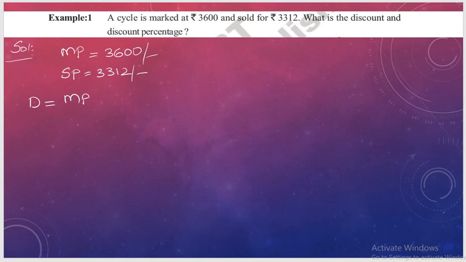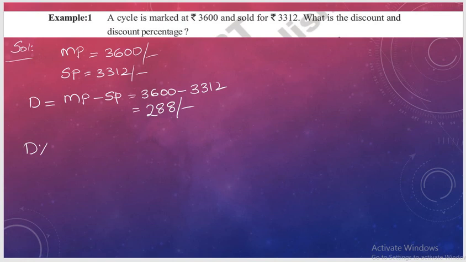So what is the formula of discount? Discount is given by MP minus SP. So what is MP here? MP is 3600 minus SP is 3312. So what am I going to get? 10 minus 2 is 8. 9 minus 1 is 8. 7 minus 3 is nothing but 4. So 488 rupees, right? So here 5, no, sorry. 5 minus 3 is nothing but 2. So 288 rupees. So this is nothing but my discount.